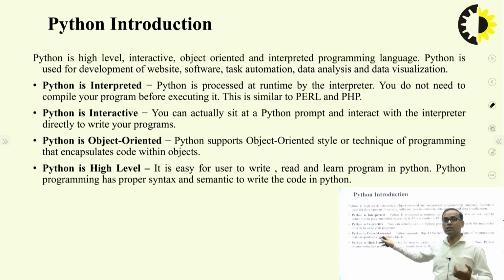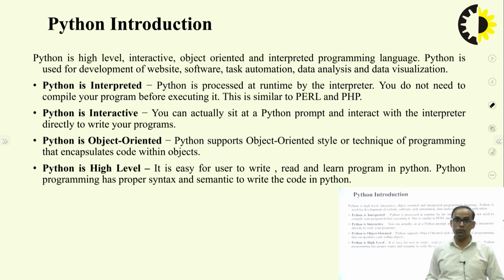So object-based and object-oriented are two different terms. Object-based language is different and object-oriented language is different. Since Python supports the concept of class and object, and it also supports the concepts of polymorphism, inheritance, and encapsulation, which are the concepts of object-oriented programming.